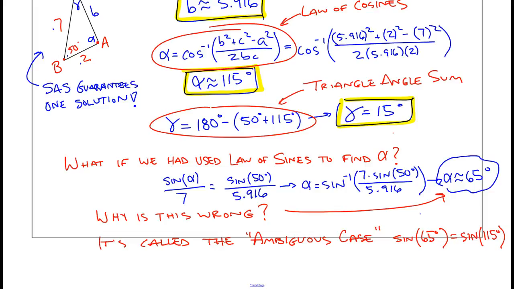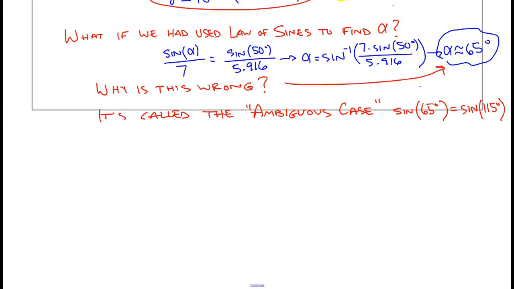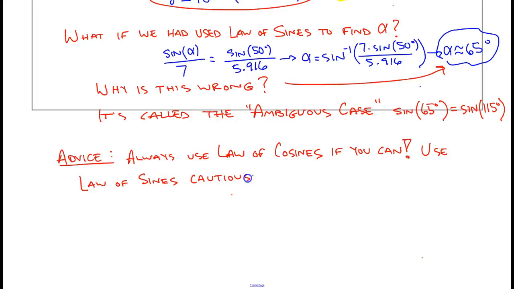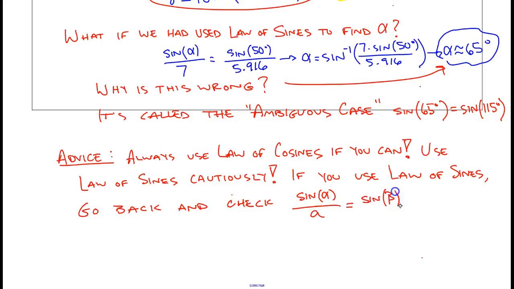So in this case, alpha was an obtuse angle, and the law of sines will only give us angles which are acute. Okay, so that's a warning to you, and I have a suggestion for how you can avoid problems with that in the future. And here's my advice. So that's my advice, folks. Always use law of cosines if you can. You should use law of sines cautiously.